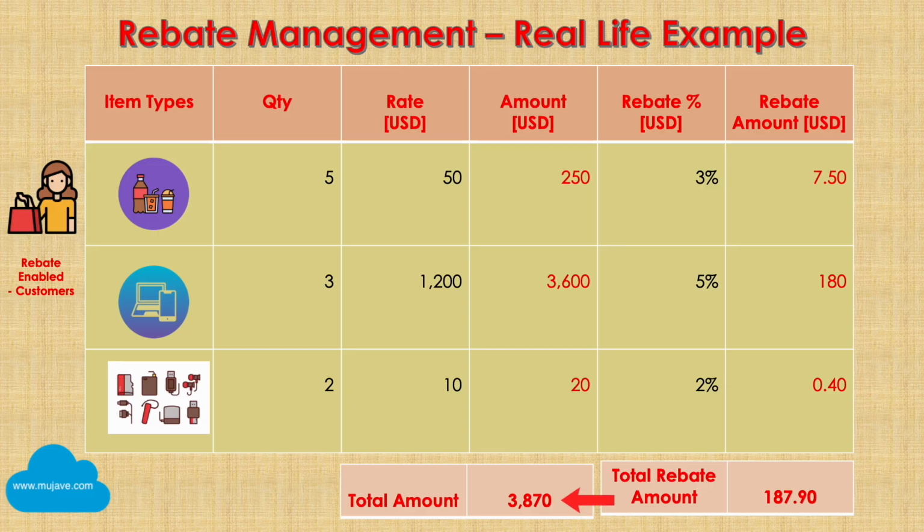Summary: total transaction amount $3,870. This is the amount we receive from the customer. The total rebate amount is $187.90. That's the total we will pay back to the customer based on the rebate agreement.